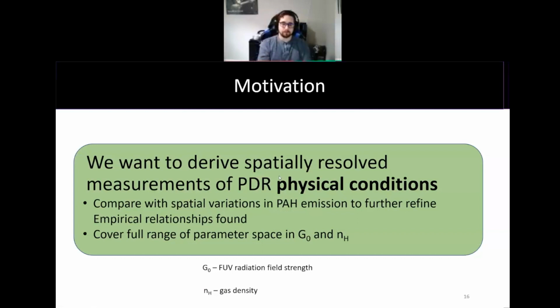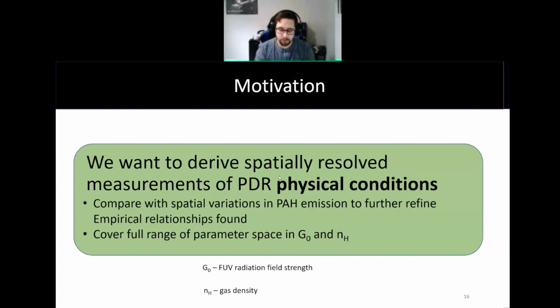So with these relationships in mind, we want to look at this in more detail in a more spatially resolved sense. We want to measure these PDR conditions not for an integrated source, but spatially within extended sources, and compare them to spatially resolved PAH emission. To do this, we want to cover the full range of parameter space in G0, or far ultraviolet radiation field strength, and the gas density. As you've seen with the first relation we presented, we need to look at the lower G0 range as well.